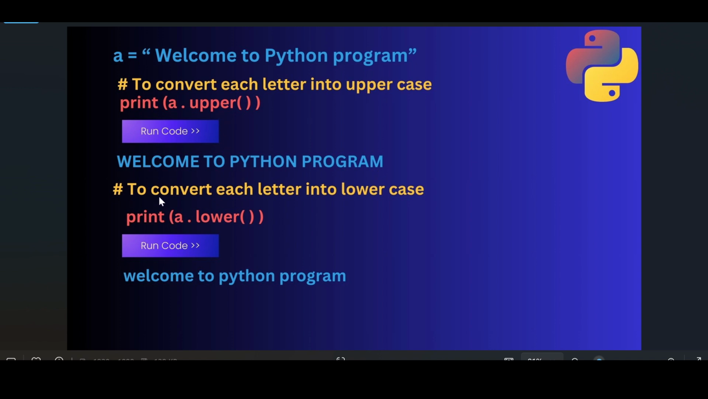So the next is to convert each letter into lowercase. Print a dot lower. When I click on run code, I get welcome to python program. All the letters are in lowercase.